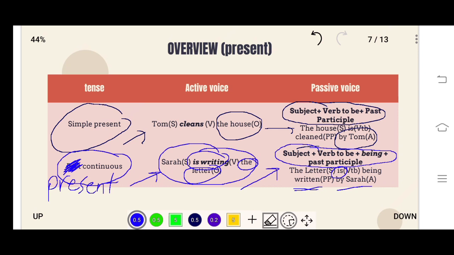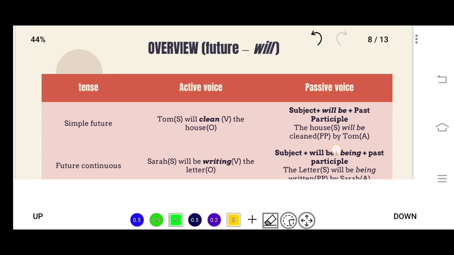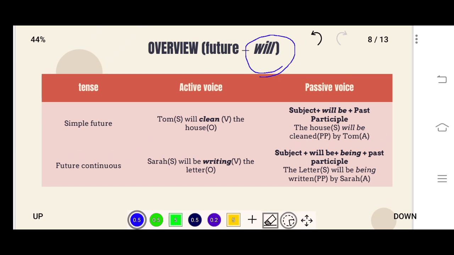Okay, that is for the present tense. So far so good. Let's move on to the next one. This is the future tense, simple future tense of will. This simple future tense will focus on will. In the simple future tense, we have the word will right in front. So the active voice will sound like: Tom will clean the house. Tom is the subject, will clean is the verb, and the house is the object.